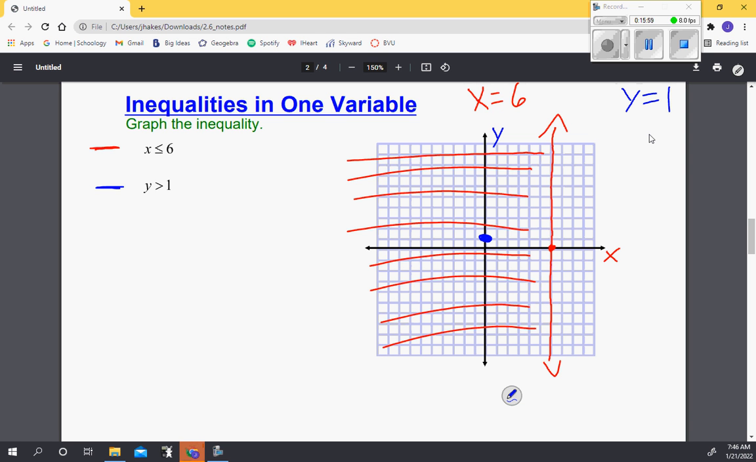And think, is this a horizontal or vertical line? Well, if x equals 6 is vertical, y equals 1 is going to be horizontal. But we have to think about that middle inequality sign. Greater than. It is not greater than or equal to, it's just greater than. So we actually have to have a dashed line through our point.